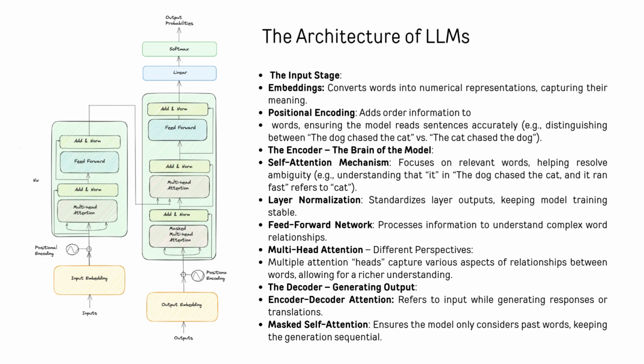Once the attention mechanism has done its job, the model moves the information through a feed-forward network. This is where the real processing happens. The feed-forward neural network applies transformation to the data, making it easier for the model to understand complex relationships between the words. This part helps the model understand patterns that go beyond the simple attention mechanism.